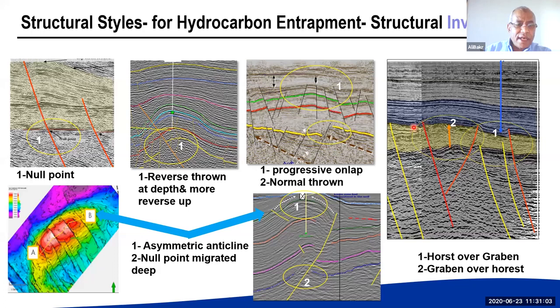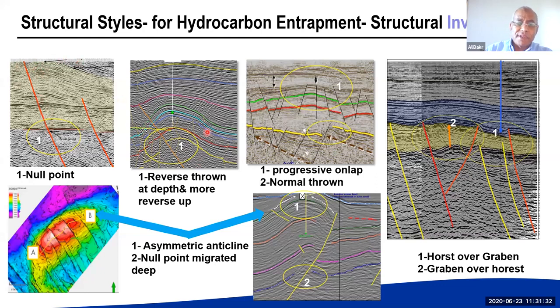Look at that fault. To the left of this fault, you have null, no displacement at all. While when you go up, you will see the displacement on the other reflector is reversed, and here it's showing a kind of asymmetric anticline. The shape is also a criterion for inversion, where you have a null point of displacement and a reverse point, and then you get an asymmetric anticline up above.